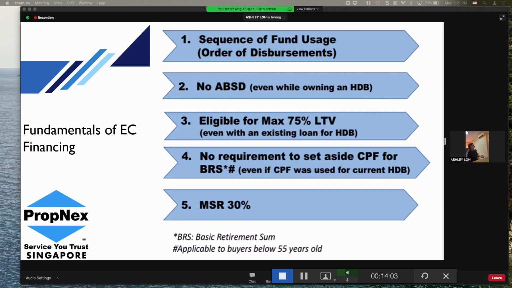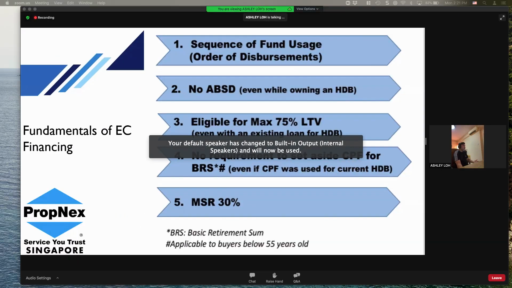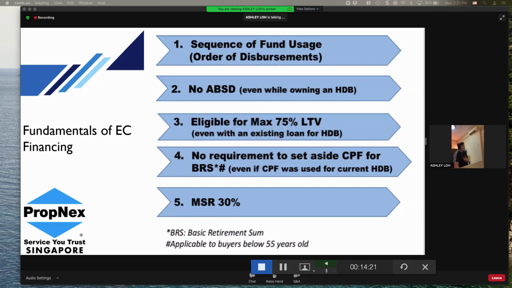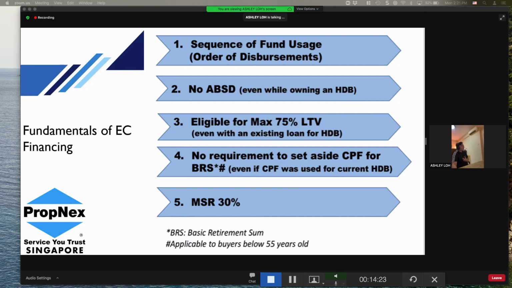Now, the second pointer is that there will be no ABSD if you upgrade from an HDB to an EC. No ABSD at all. For a private property purchase, I have to pay the ABSD first, and then in order to claim back the ABSD after I sell off my HDB, I have to be on a 50-50 share with my wife. For HDB to EC, you don't even have to pay ABSD at all.